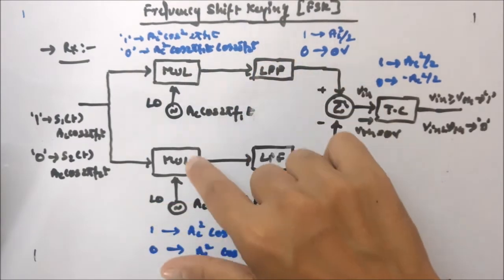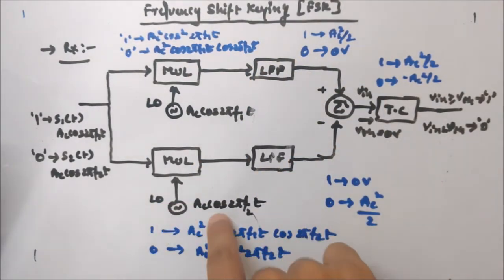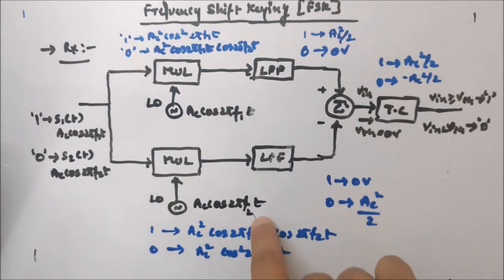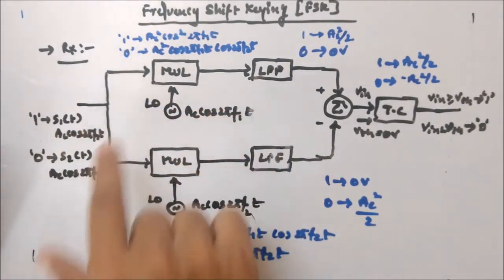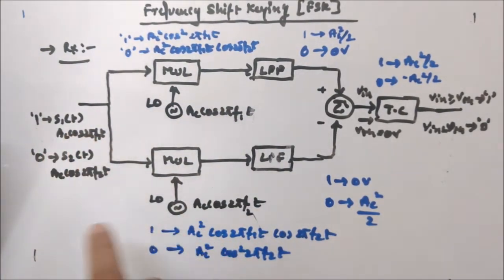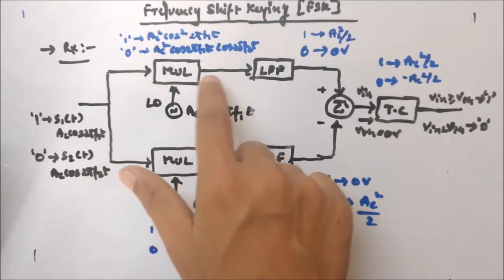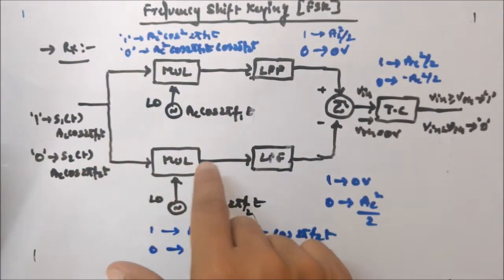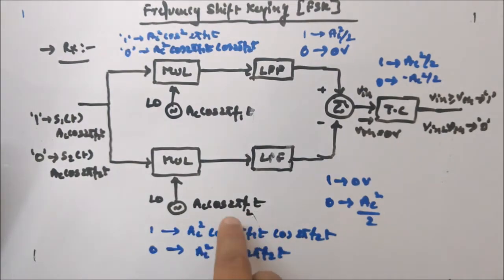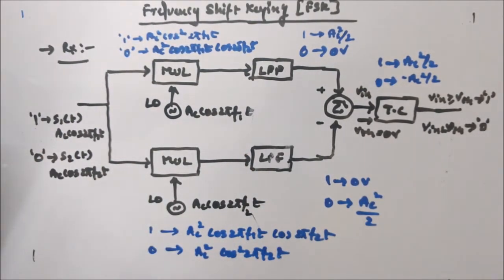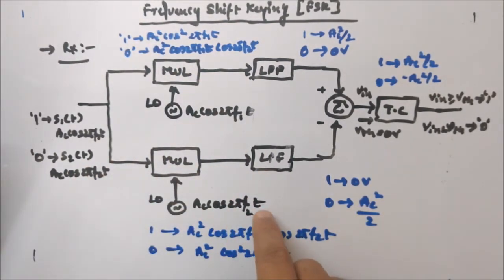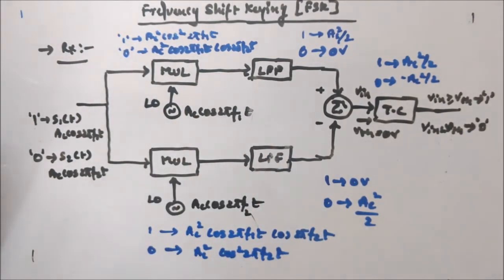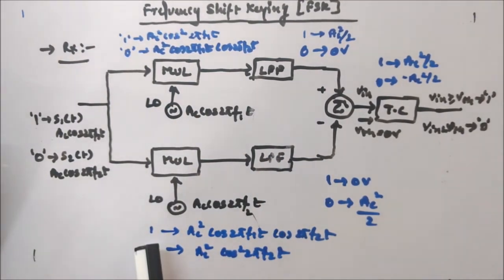Now you have a multiplier, and a local oscillator that is generating a cosine signal with f2 frequency, and this one is generating a cosine signal with f1 frequency. Both will multiply the incoming signal. If S1(t) comes, both multipliers will multiply their corresponding cosine signal with S1(t). If S2(t) comes, both multipliers will multiply Ac cos 2πf2t and Ac cos 2πf1t with S2(t).